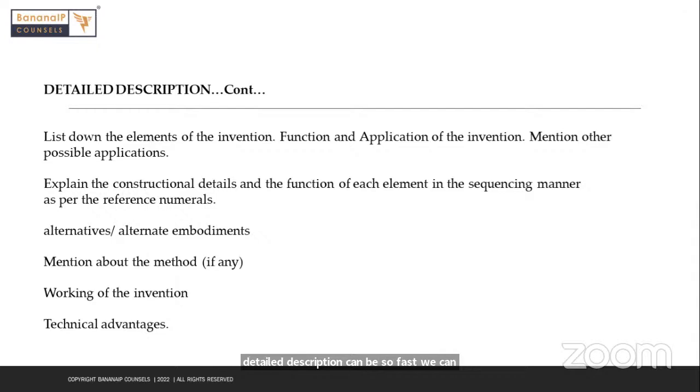First, we can list down the elements that are present in the invention, and we can mention the function and the applicability, and we can also mention other alternate applications. Then we can move on to the constructional details. The function of each element and the constructional detail should be explained in a sequenced manner as per the reference manuals. Next we can mention the alternatives, that is, the alternate embodiments. Then we can mention the method. Later we can mention the working of the invention, and at last, we can mention the technical advantages of the invention.